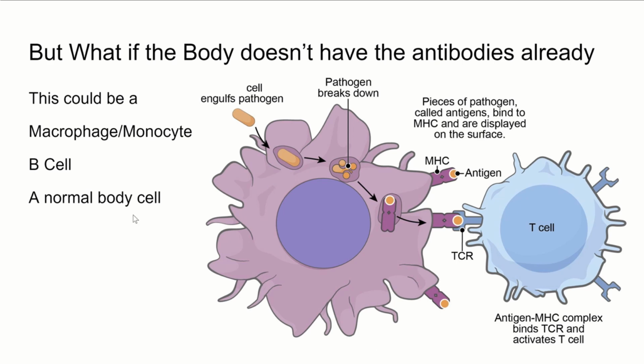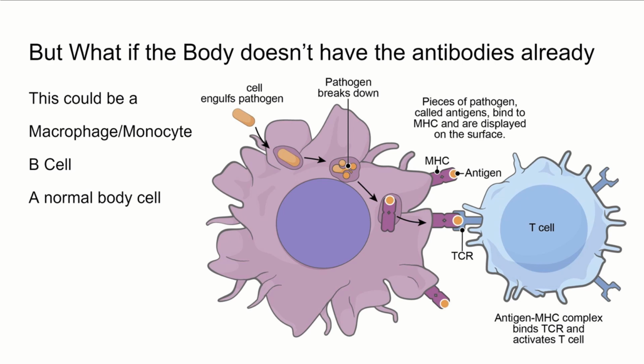So who can be involved in this initial process? Who's going to be engulfing pathogens, breaking them apart, and then placing their desiccated pieces on a protein that they then display on their cell's membrane? Well, this can be done by macrophages and monocytes. You can see that those are going to come up a lot. We're going to see them a lot. This can also be done by a B cell. A B cell is a new cell we have not talked about yet.